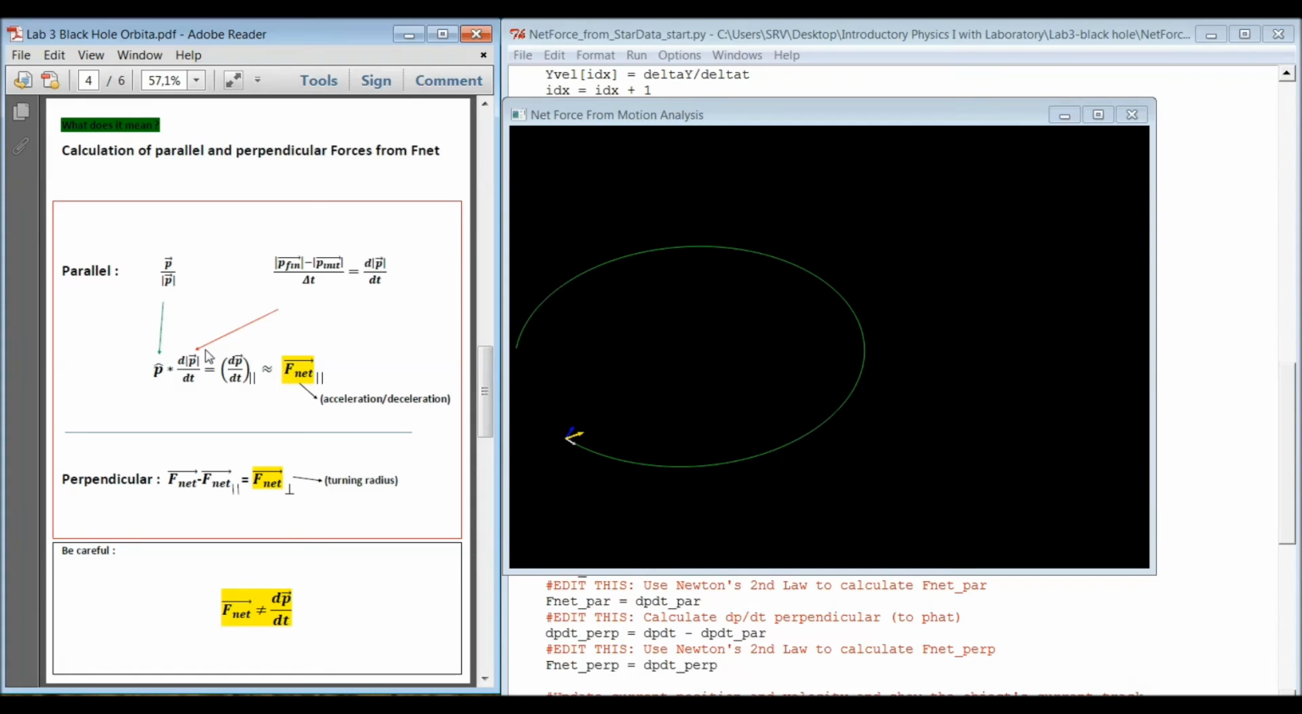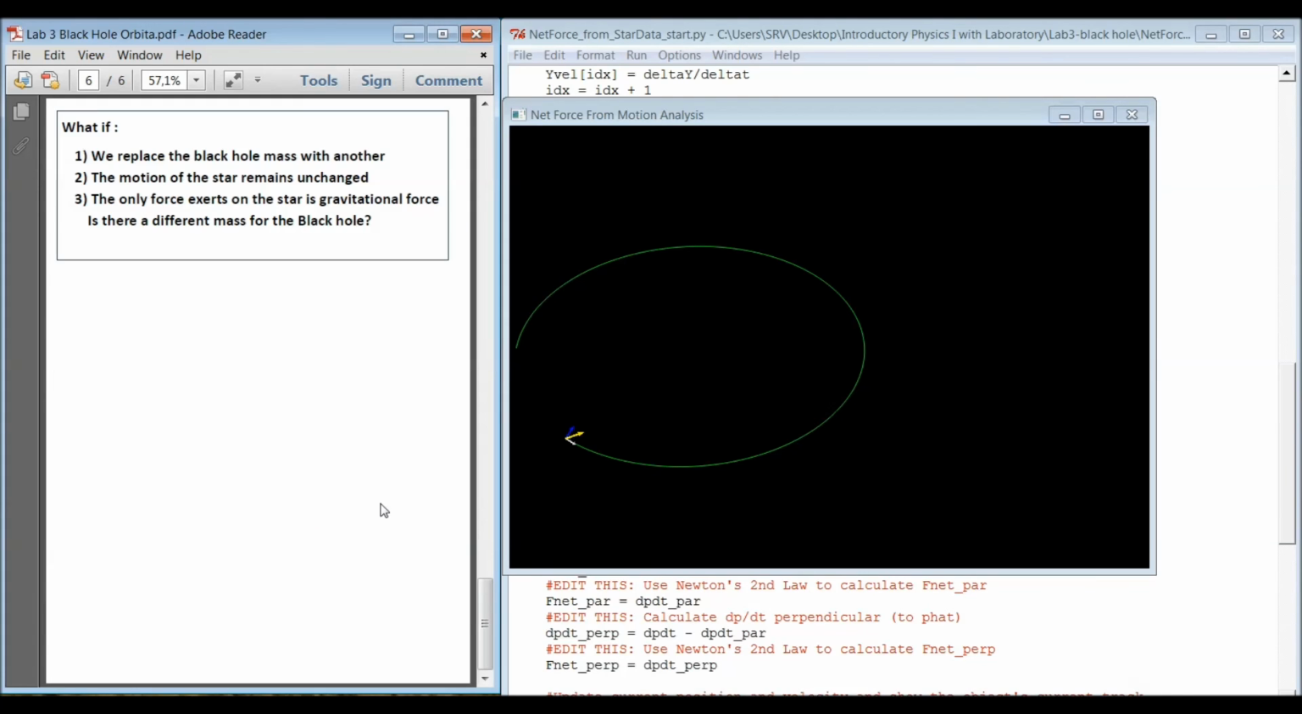But what does it mean? We have to be careful, because Fnet is not equivalent to the change in the momentum over the change in time. We know that the force is the cause, and the observed change in the velocity and therefore the change in the momentum are the effect. In the calculation we assumed that they were equal, but in reality it is only an approximation.